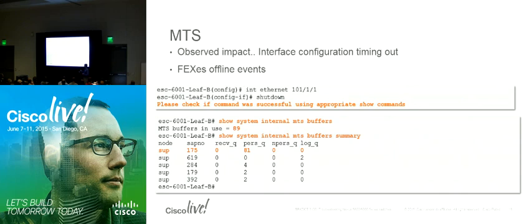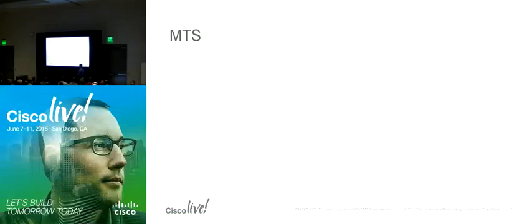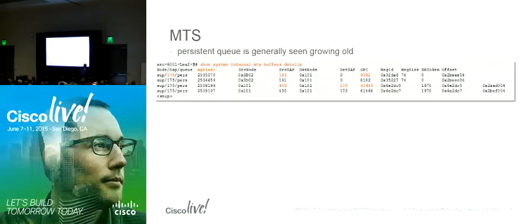So then I started looking a little more. Here I see that SAP, which is a service access point, 175 is holding up 81 buffers, which is definitely not normal for this platform. So obviously then we start looking around a little more. Then I do show system internal mts buffers detail. Then I see SAP 175 and SAP 181 and some opcodes.